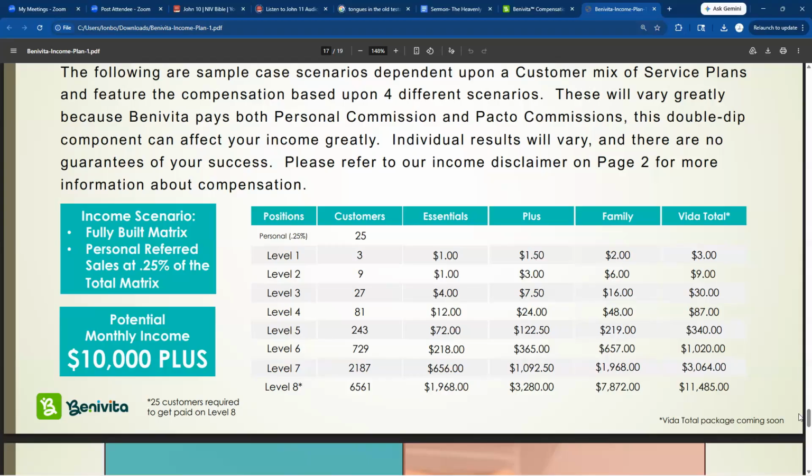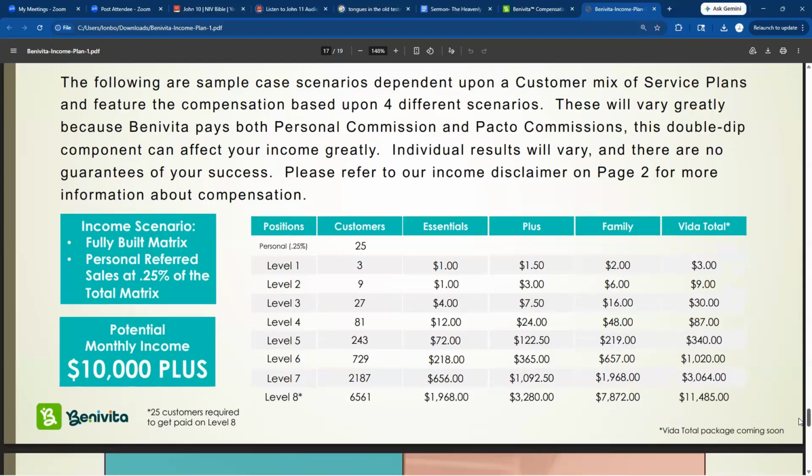If we were to take the average situation, and let's just go to the plus, where you're making right here $1.50, and how many people would you have? You would have 3 people, so that would be $4.50 right here, and then you have 9 people on this level, and this is $1.50, but you see they're only counting 2 people on this level, and then it counts up to this amount of money.